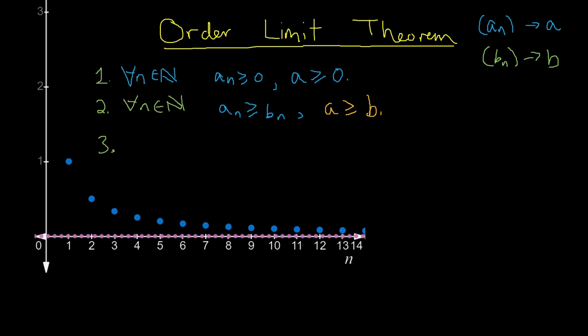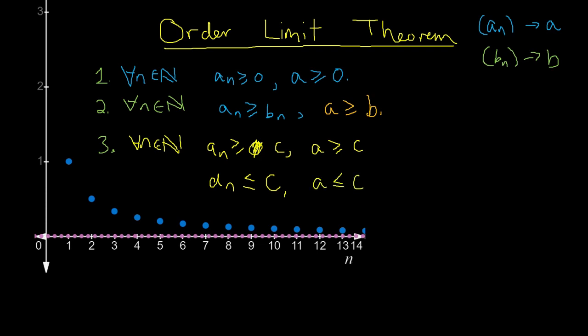Finally, we'll generalize part 1 of the order limit theorem to tell us that for all natural numbers n, if a sub n is greater than or equal to not 0, but let's say any number c, where c is any real number, then our limit is also greater than or equal to c. And you could probably guess what happens if a sub n is less than or equal to c? Well, our limit is less than or equal to c. What will happen, as I'll show, is this first part is fairly easy to prove, but even more interestingly, the second two parts are incredibly easy to prove once we've shown this first part.